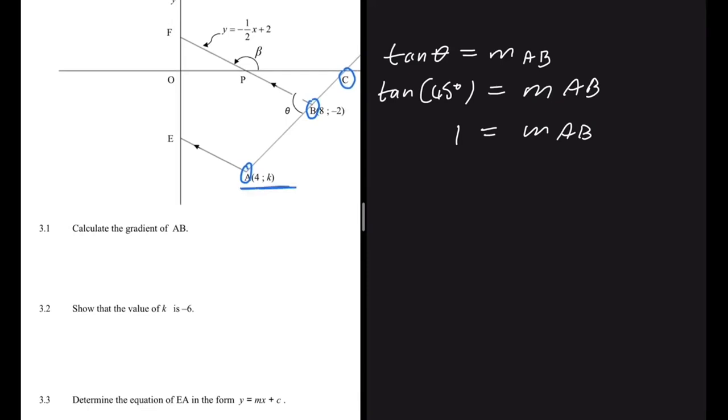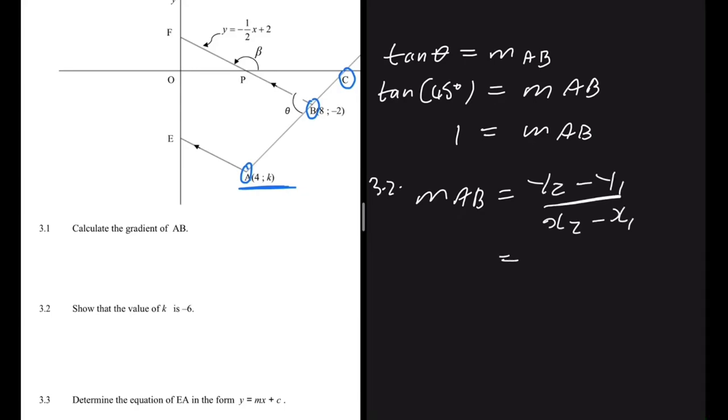K is the y coordinate of point A, right? And then since we have the gradient of AB, we can use the gradient formula to find the coordinate of K. So what we can say here for 3.2, we can say that the gradient of AB is equal to y2 minus y1 divided by x2 minus x1.